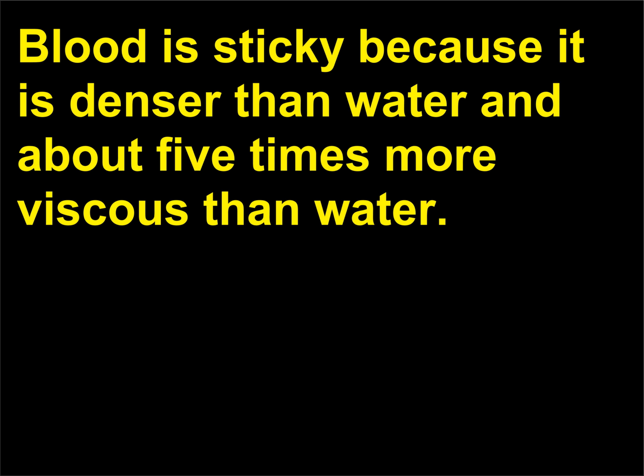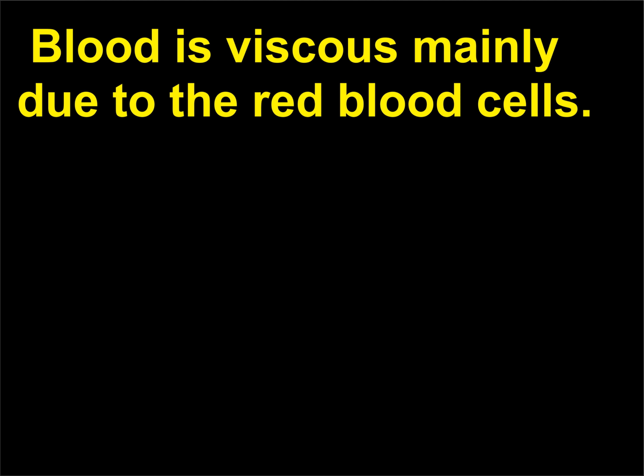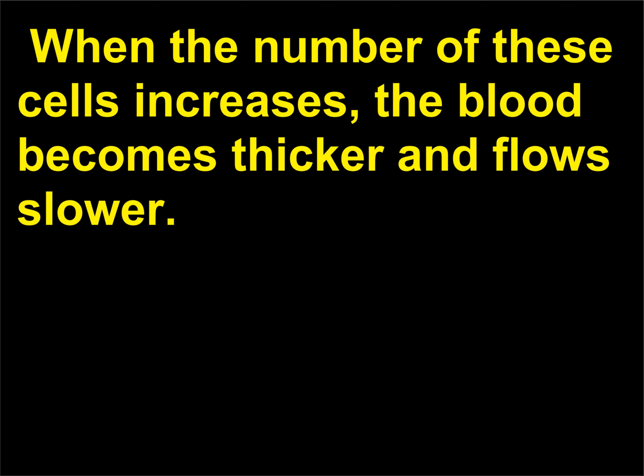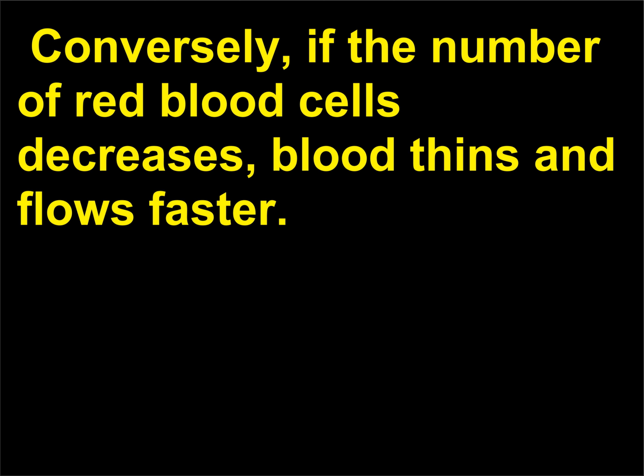Why is blood sticky? Blood is sticky because it is denser than water and about 5 times more viscous than water. Blood is viscous mainly due to the red blood cells. When the number of these cells increases, the blood becomes thicker and flows slower. Conversely, if the number of red blood cells decreases, blood thins and flows faster.